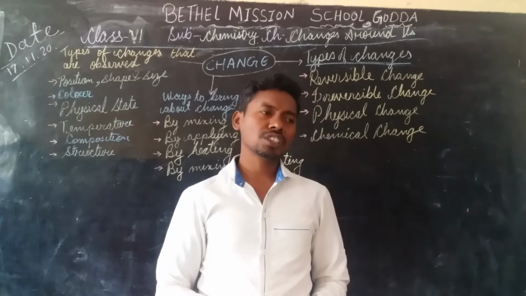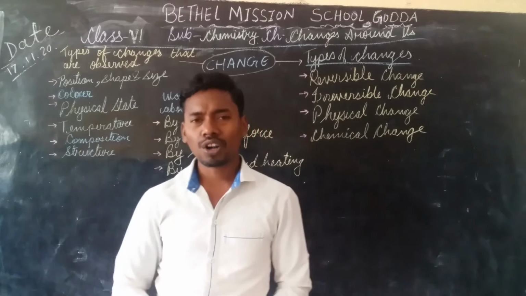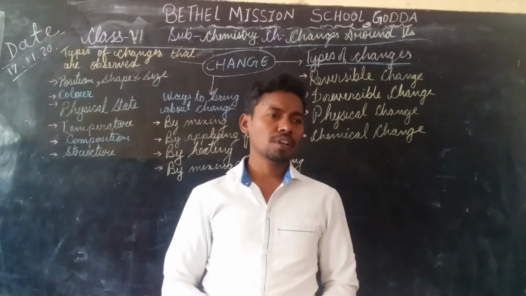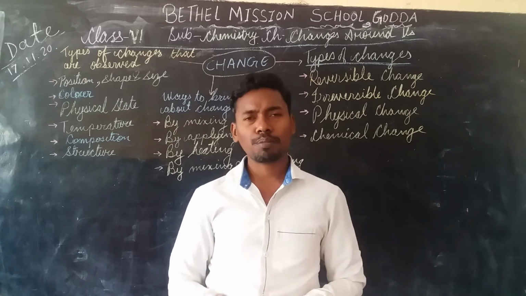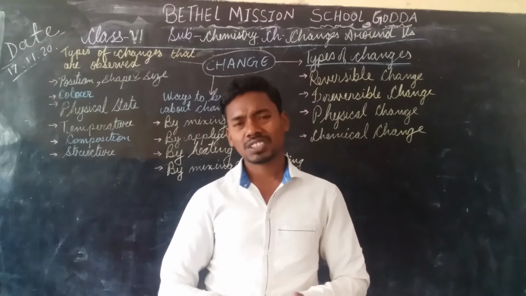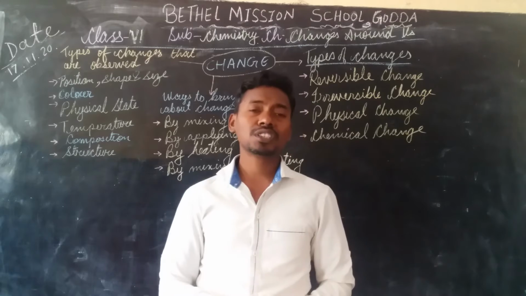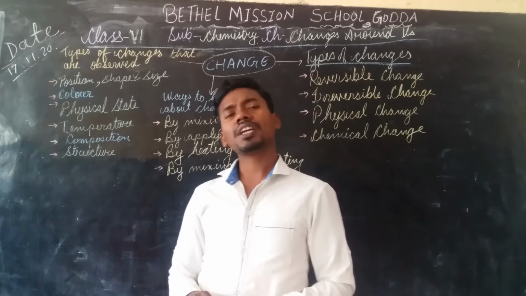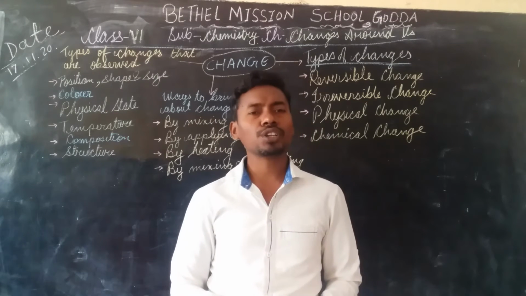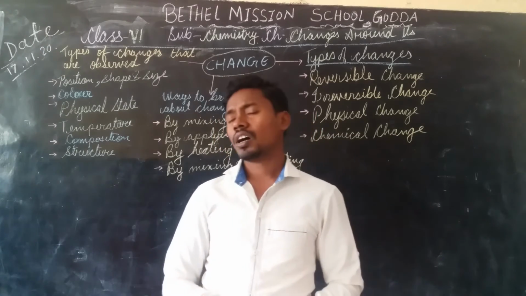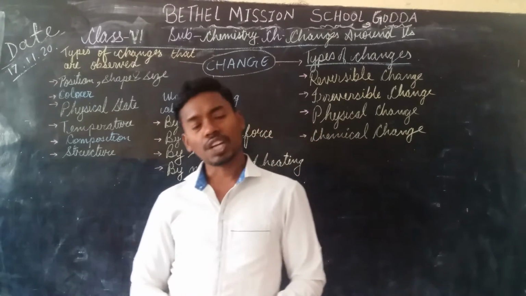Whereas the type of changes in which the original substance cannot be obtained. For example, I told you about mixing of tea, milk, and sugar. Can we get back the milk? No. So this is an irreversible change. Can we get back the tea? No, because this is an irreversible change. So the original substances cannot be regained. Such a change, in which the original substance from which the new substance was formed cannot be obtained, is said to be an irreversible change.